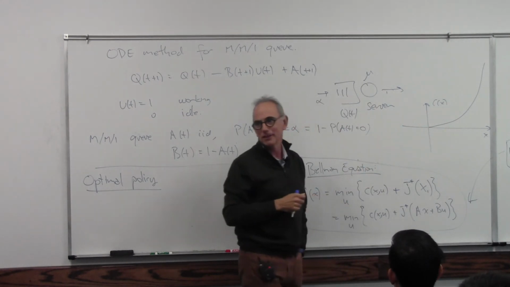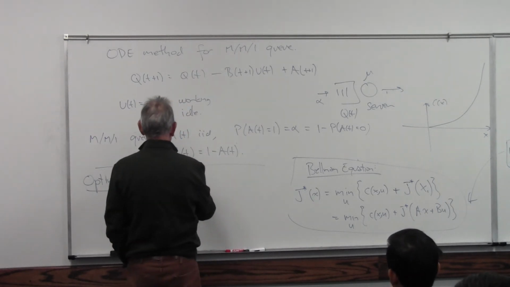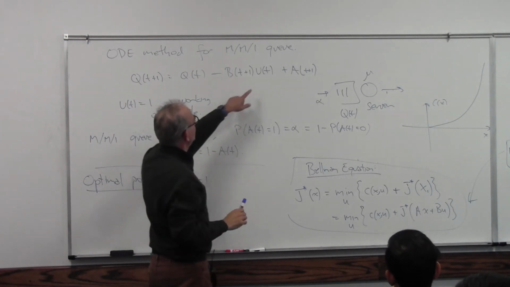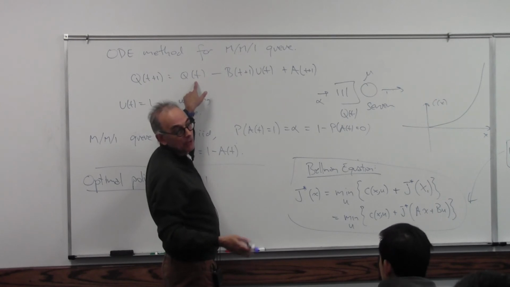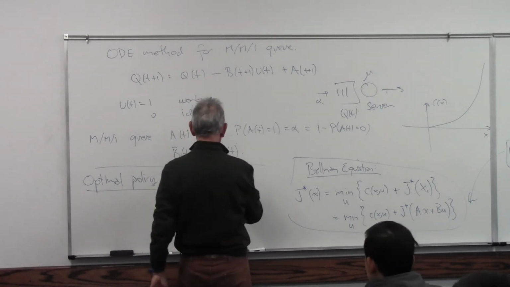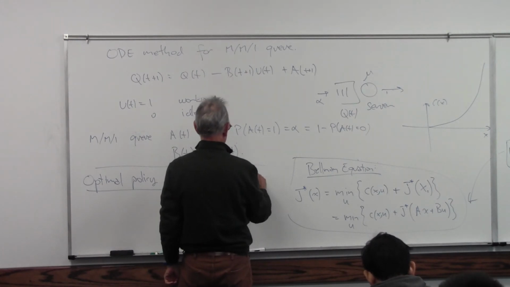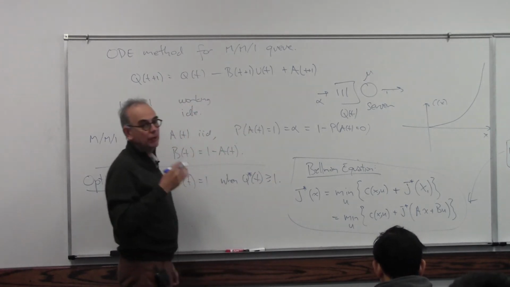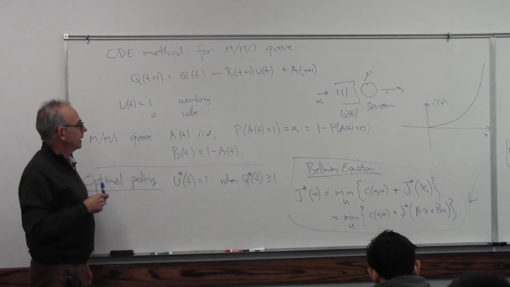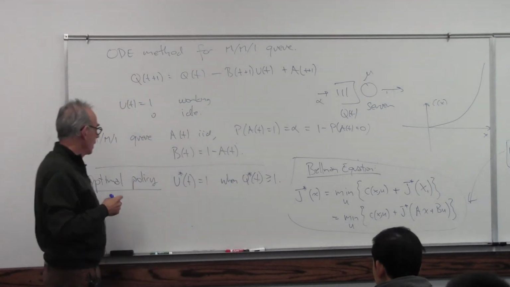What's the optimal policy? It's 1. U star of t equals 1, but only if q of t is positive, because otherwise I could go negative. Q lengths can't be negative. So q lengths are 0, 1, 2, 3, 4. And if q of t is 0, well, then I can't do anything. I just sit there and wait.